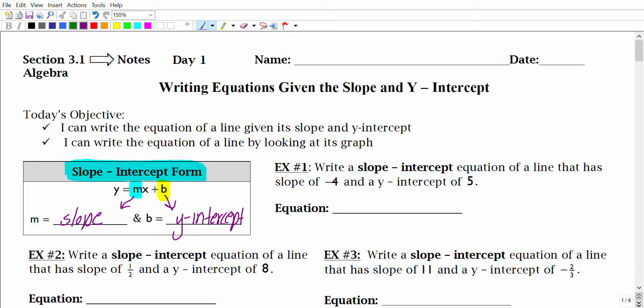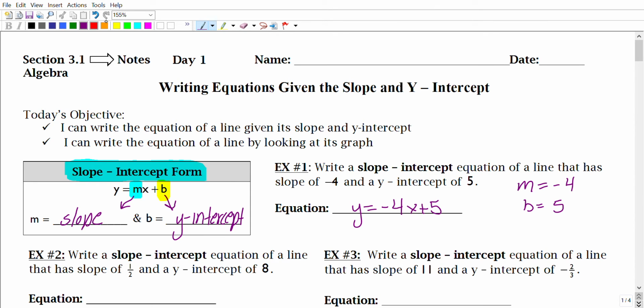It says, write a slope-intercept equation of a line that has slope of -4 and y-intercept of 5. Off here to the side, I'm going to write that information that we're given. They're telling us that our slope is -4, and our y-intercept, which is our b, is 5. Let's substitute that into our y equals mx plus b. So y equals m, but now we know that m is -4, x plus our b, which in this case is 5.